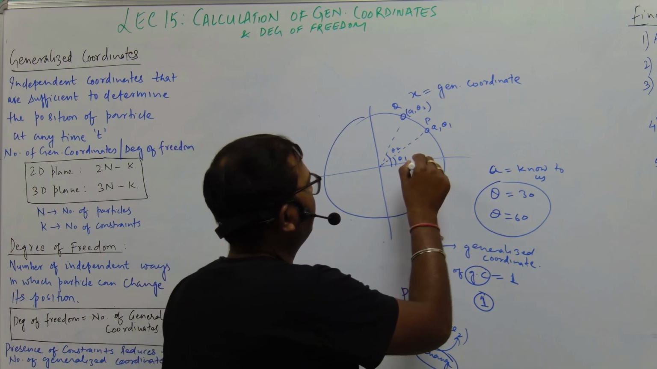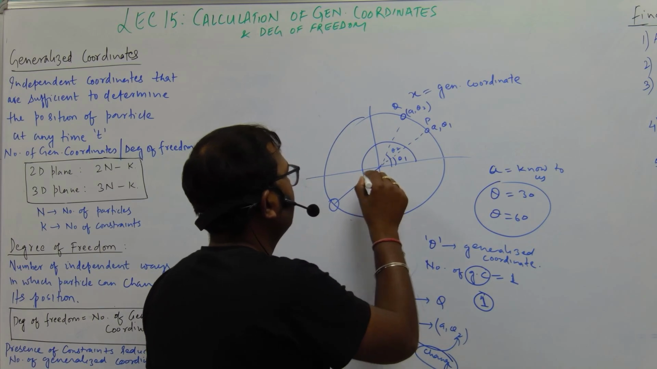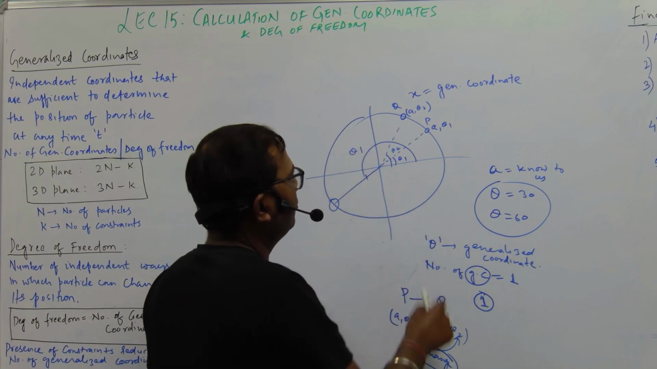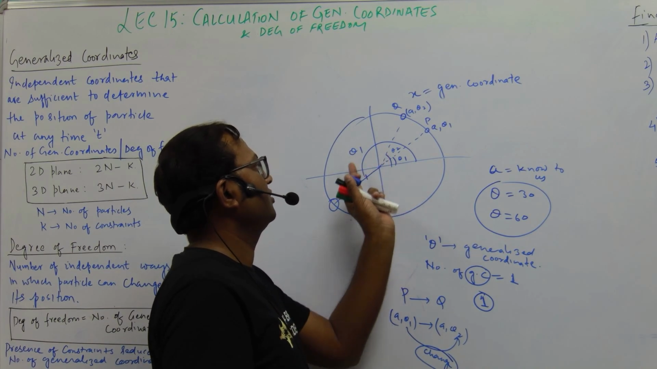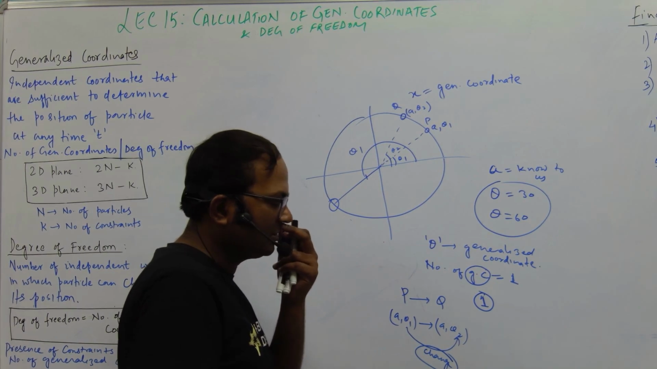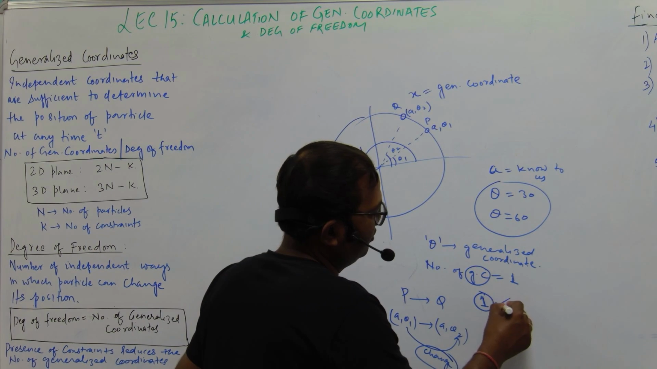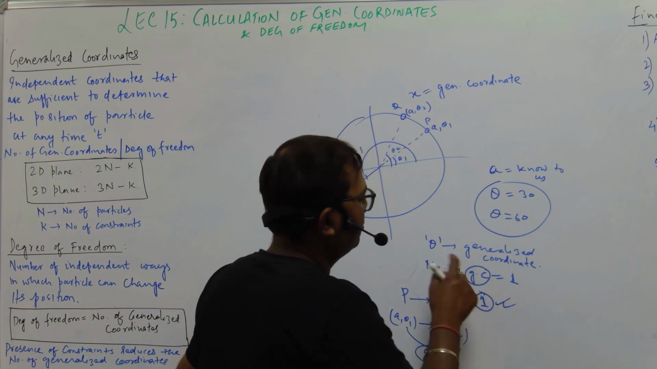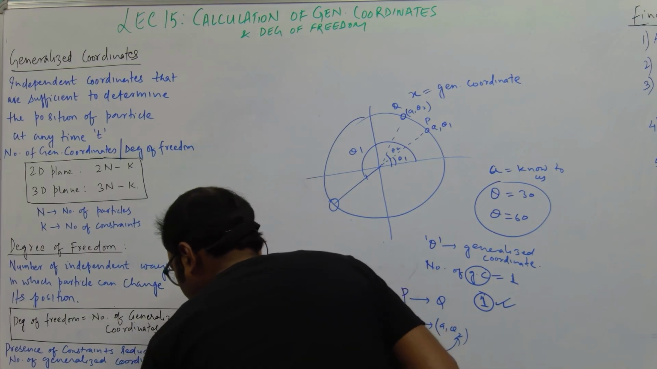सपोज वी हैव द थीटा इज इक्वल टू थीटा 3. ओके, सो द पार्टिकल की पोजीशन यहाँ हो गया. So on changing theta from theta 1 to theta 2, theta 2 to theta 3, the position of the particle is getting changed. So theta में change की वजह से particle की coordinate change हो रही है. So we have the degree of freedom as 1, and it is equal to the number of generalized coordinates. As simple as that. So let us discuss questions.